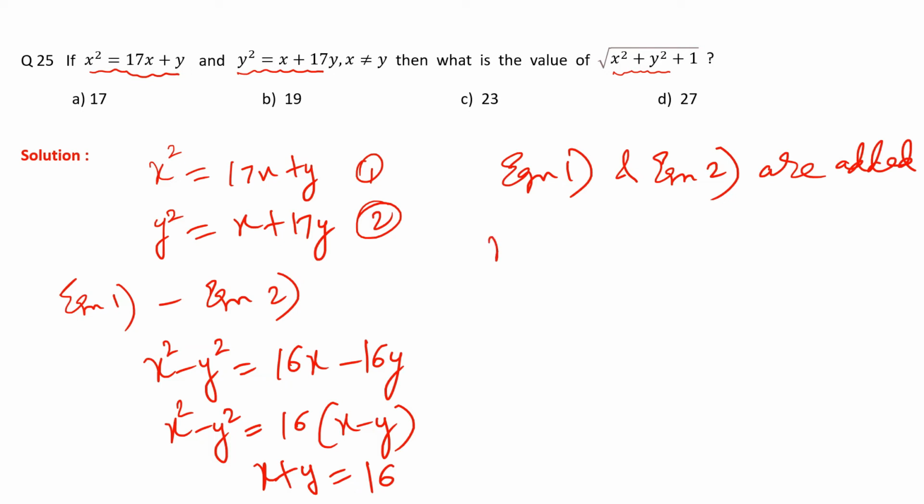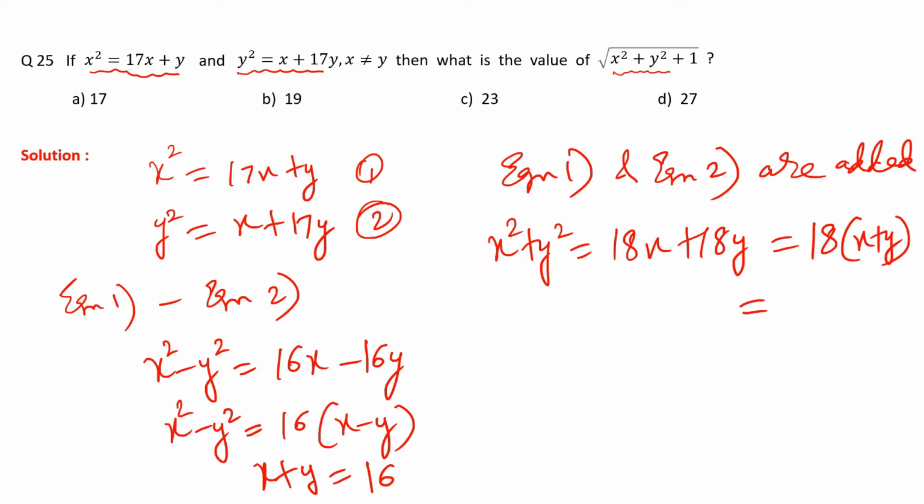Upon adding, what do we get? We get x square plus y square equal to 18x plus 18y, which comes out to be 18 into x plus y. Now straight away we are going to get the value of x square plus y square without knowing the value of xy. Fine. There is no requirement of the value of xy. Now just substitute the value of x plus y which you have obtained earlier into this equation. So from here we'll be getting x square plus y square equal to 18 into 16. So when you multiply it, it becomes 288.